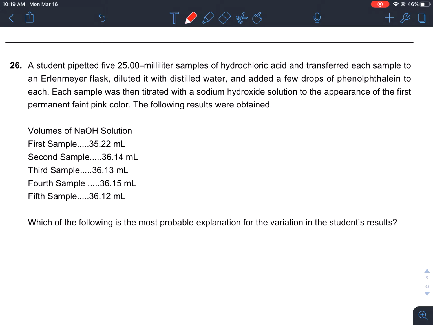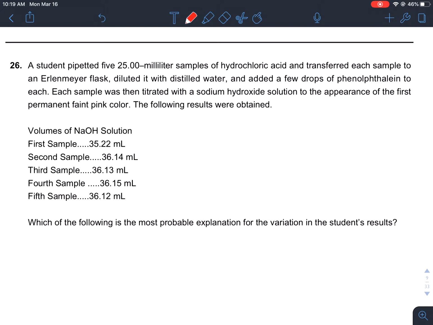A student pipetted 5 25 milliliter samples of hydrochloric acid and transferred each sample to an Erlenmeyer flask, diluted it with distilled water, and added a few drops of phenolphthalein to each. Each sample was then titrated with sodium hydroxide solution to the appearance of the first permanent faint pink color. The following results were obtained. Look at the first sample, second, third, fourth.